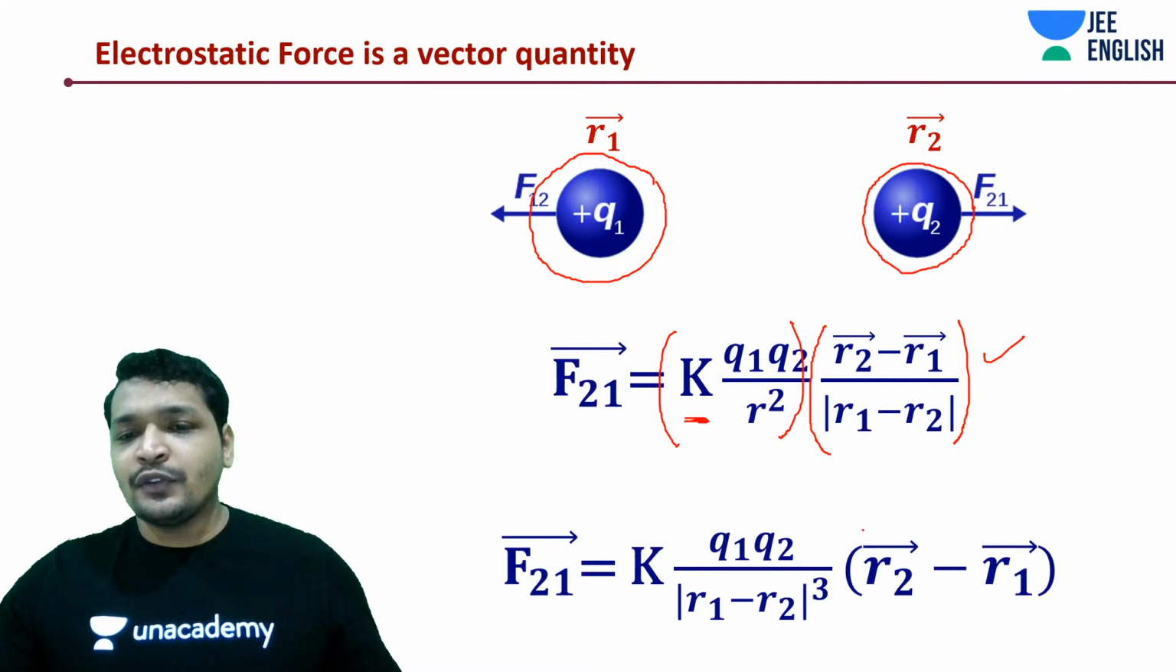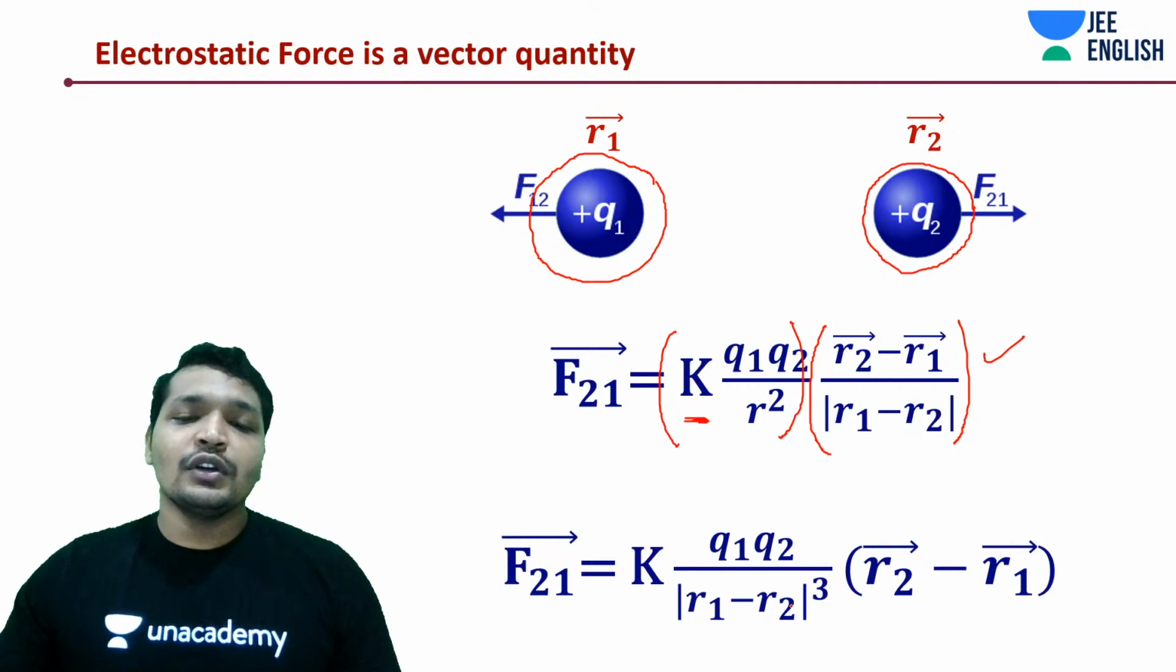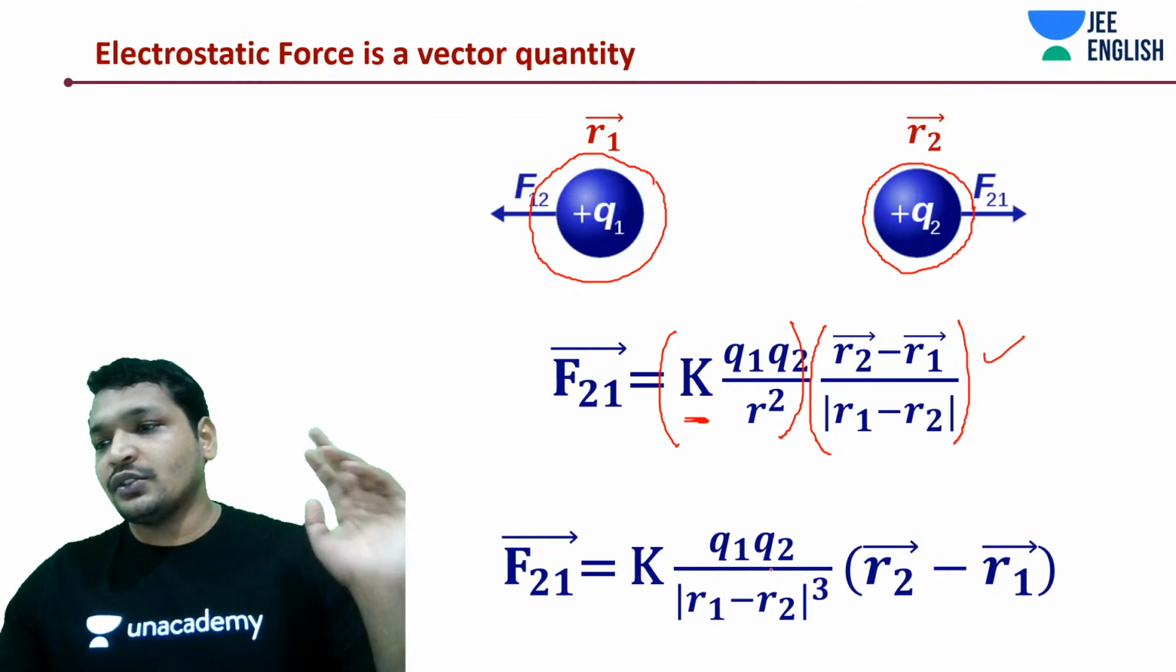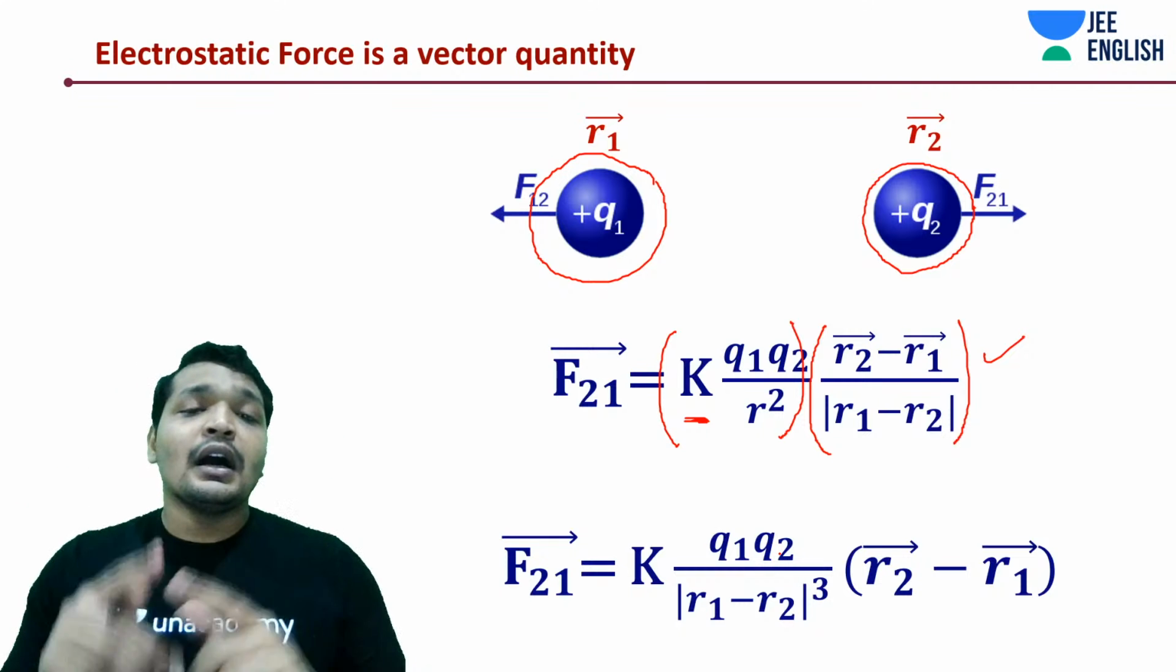And similarly, this can be further written down this way: r1 minus r2 whole cube in the denominator, and in the numerator you can have k q1 q2. It's simple math, guys, so don't worry about it. You can work it out, but write it down.